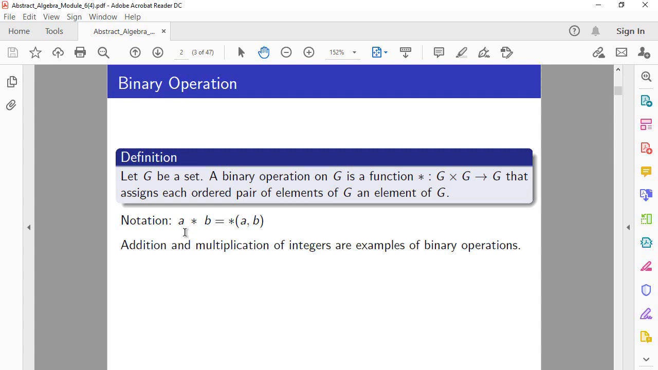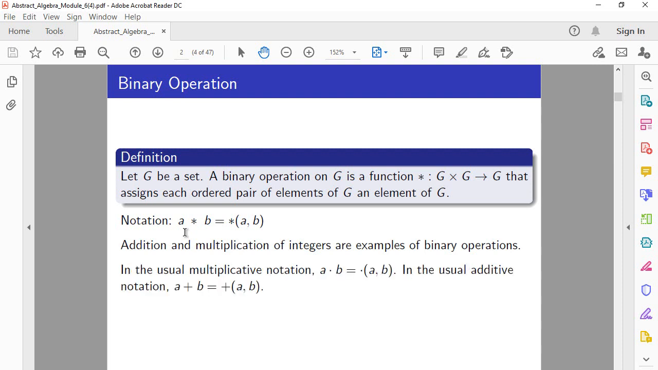Addition and multiplication of integers are examples of binary operations, and in the usual multiplicative notation, we write A dot B instead of writing dot evaluated at the pair AB, and also we write A plus B instead of writing plus evaluated at the pair AB. So in other words, we usually write 3 times 5 instead of writing multiplication evaluated at 3, 5. And we usually write 3 plus 5 instead of writing plus evaluated at 3, 5.